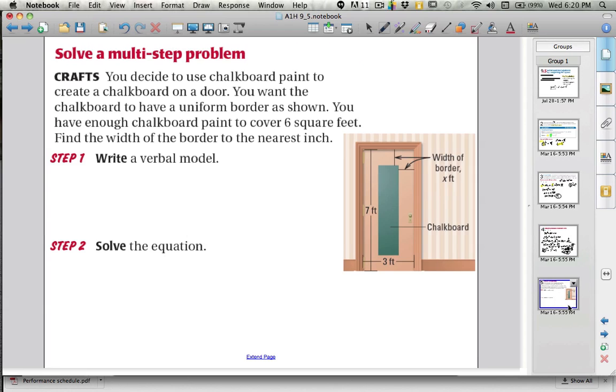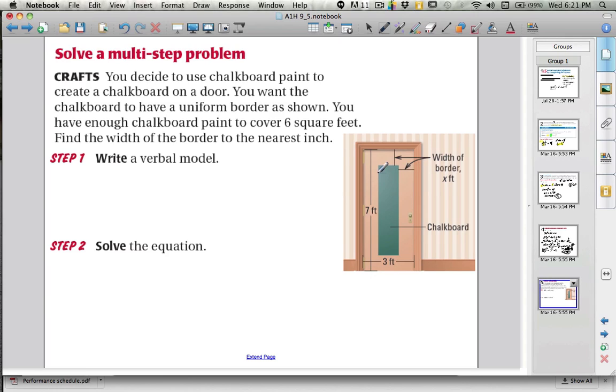Okay, let's look at this in some form of application. So we're going to paint a chalkboard on this door, but we don't want to do the whole door, we're going to leave a border all the way around the chalkboard paint that we're going to paint here in the middle. And I have enough chalkboard paint to cover 6 square feet, so I have to find the width of the border to the nearest inch. So my x value is here.